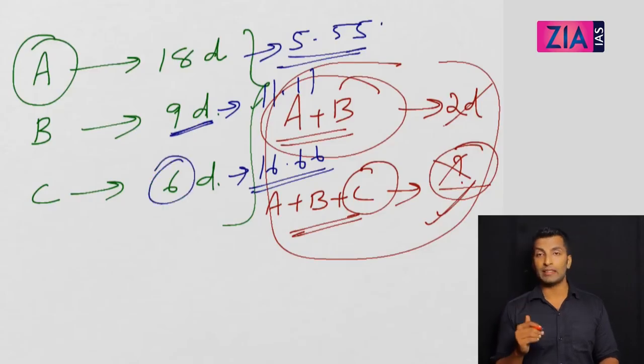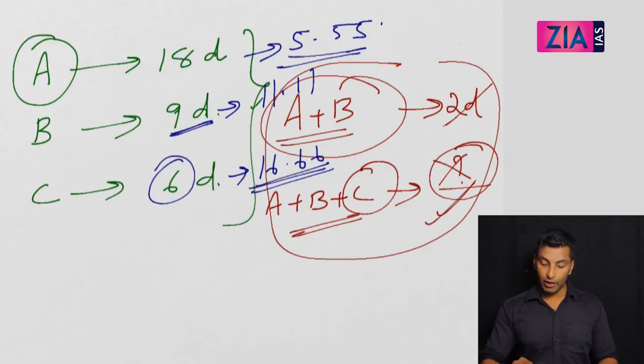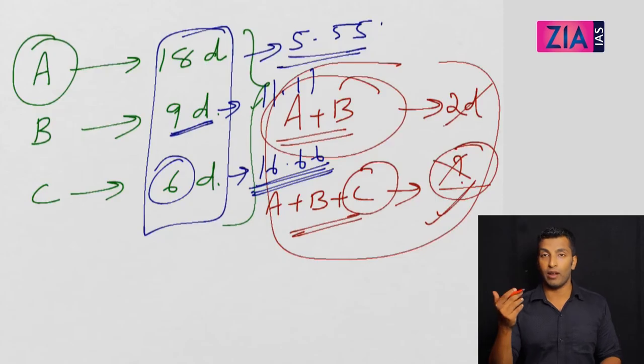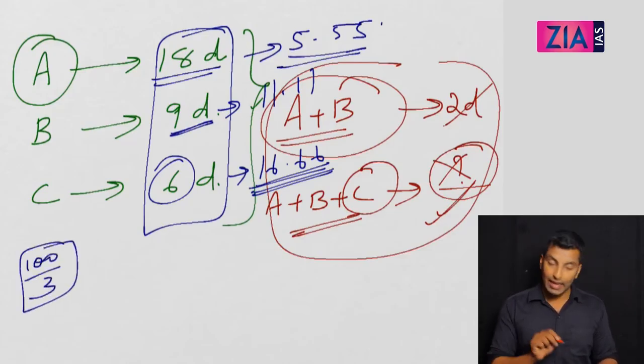It's actually 100 by 6. You know 100 by 3 is 33.3, so 100 by 6 is 16.6. Now here I don't think you will take much time or any problem in calculation. See here you may think that 100 by 18, but if you know 100 by 3, everything else can be solved here.